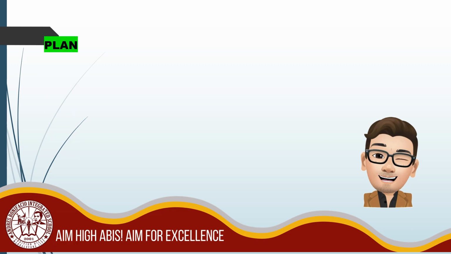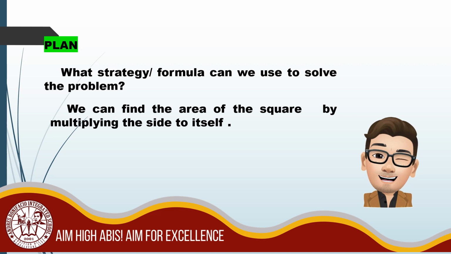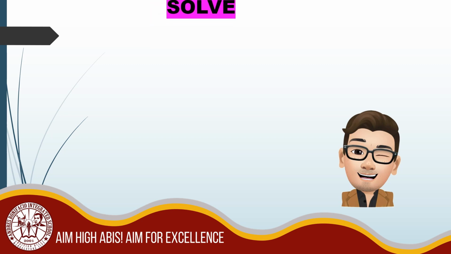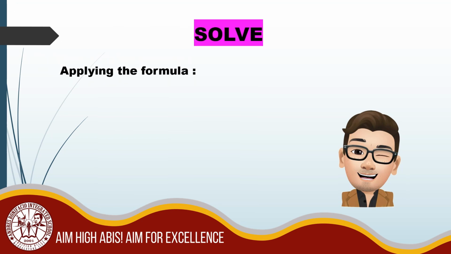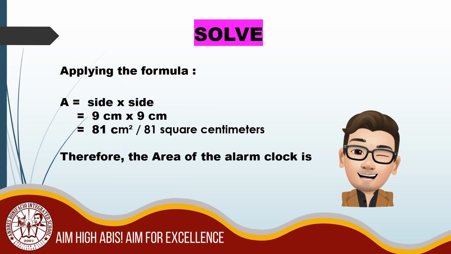Ngayon, subukan nating mag-plan. Anong formula ang gagamitin natin? Kagaya ng napag-aralan ninyo nung nakaraang lesson, we can find the area of the square by multiplying the side to itself. So, area equals S times S, or side times side. By applying the formula, we have 9 centimeters times 9 centimeters equals 81 square centimeters. Therefore, the area of the alarm clock is 81 square centimeters.